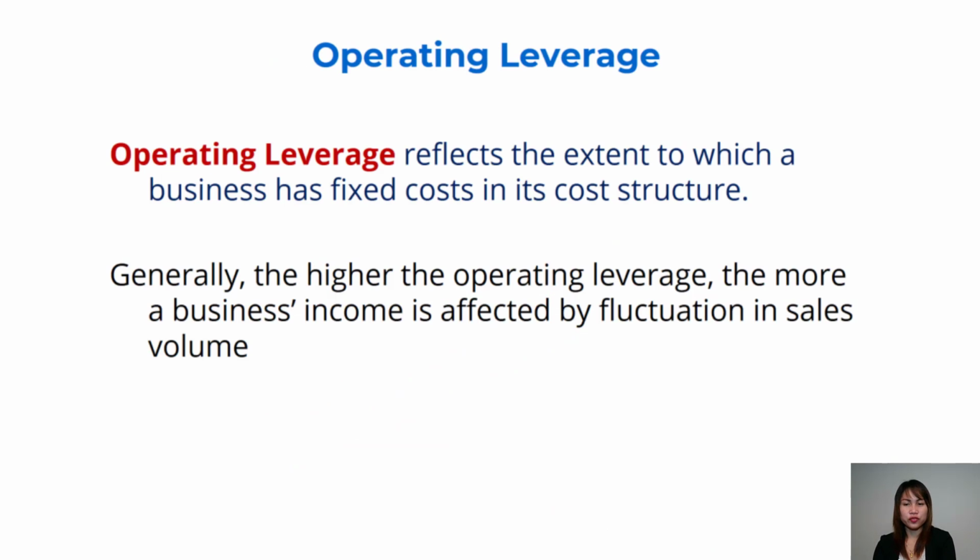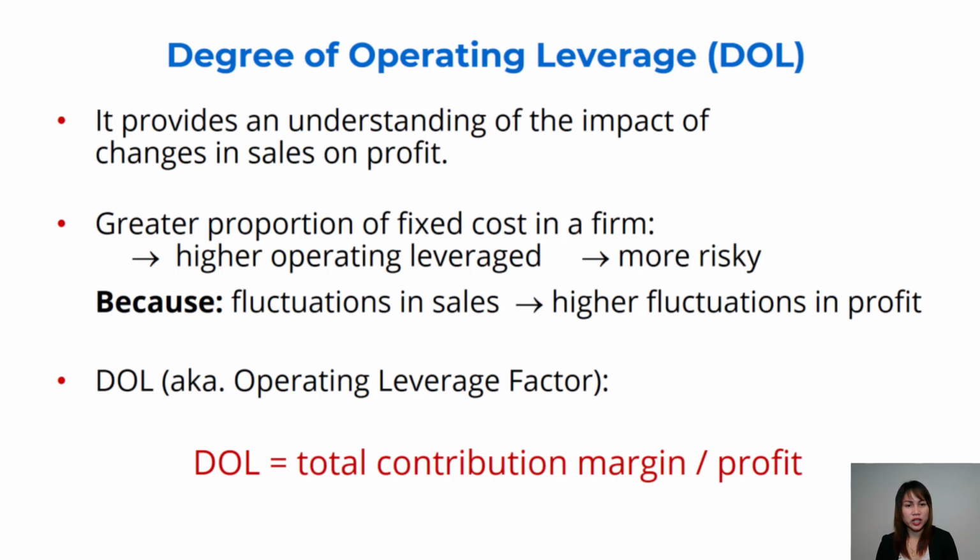The second measure of risk is operating leverage. Operating leverage refers to the proportion between fixed and variable costs in the cost structure of an entity. Those entities with a higher proportion of fixed costs than variable costs within their cost structure are often classified as having high operating leverage. The higher the operating leverage, the more a business income is affected by fluctuation in sales volume. Therefore, degree of operating leverage gives us an understanding of the impact of changes in sales on profit.